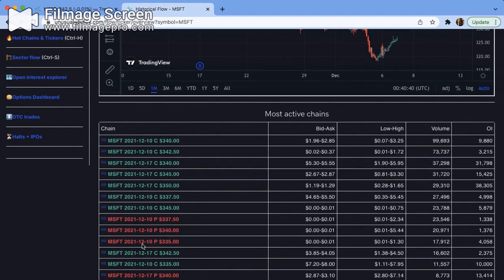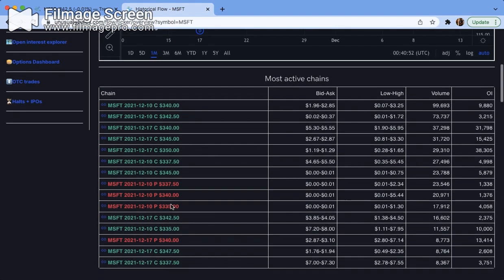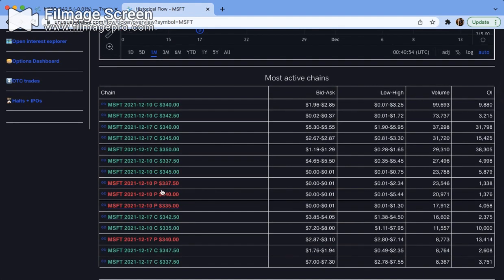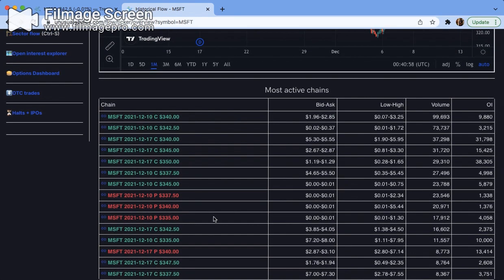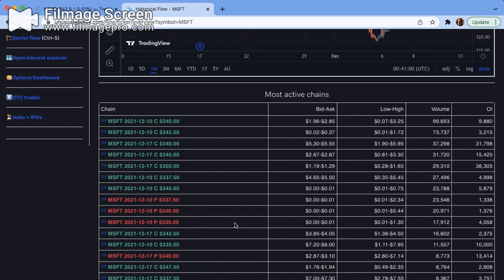And then I'm going to look at these active chains, right? So we see this 345 and then a 350 call. I'm looking for things out of the money that really stick out to me, especially in both directions, close expiration dates. And this is a very bullish flow looking at it now. So that's a big thing for me.